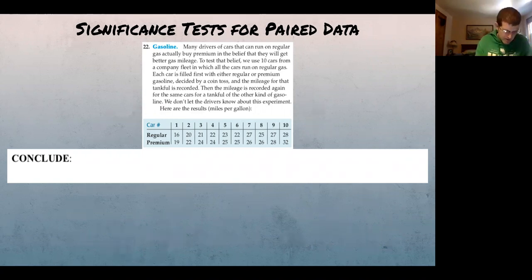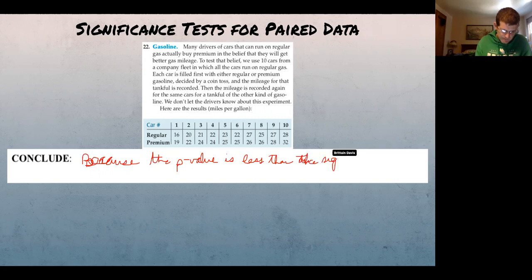Now we can conclude this one. We can say, because the p-value is less than the significance level, 0.000773 is less than 0.05, we reject the null hypothesis.